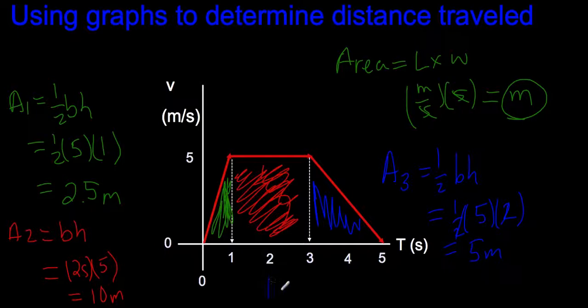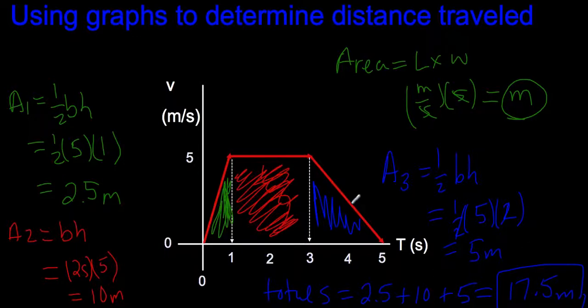So the total distance we travel, total S, is going to be 2.5 plus 10 plus 5, which is equal to 17.5 meters. Again, much easier than going through 3 equations and 3 different scenarios where we have to reset our conditions, because we start off with one type of acceleration, then no acceleration, then another acceleration. It would be a lot more calculations, where this is a pretty simple process to follow.